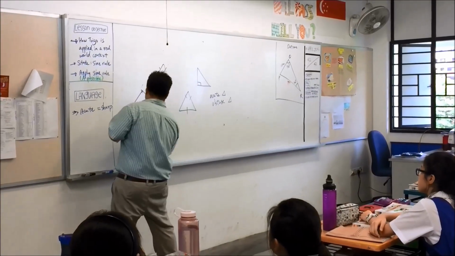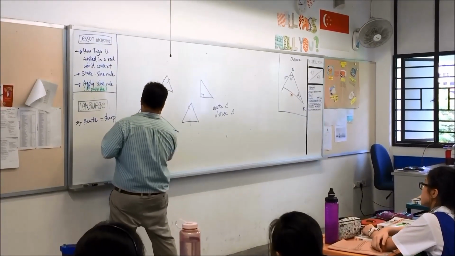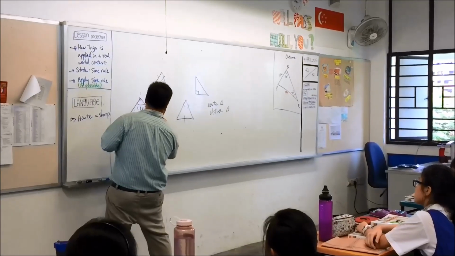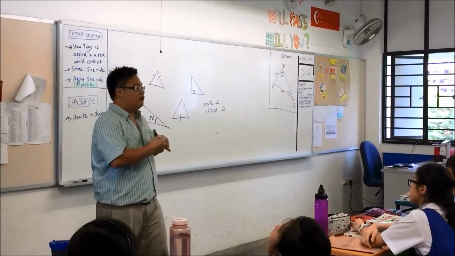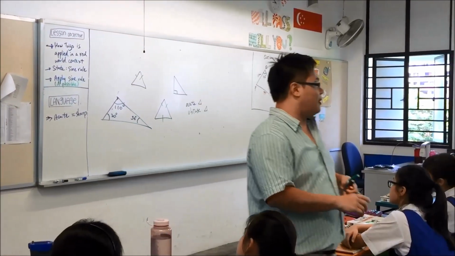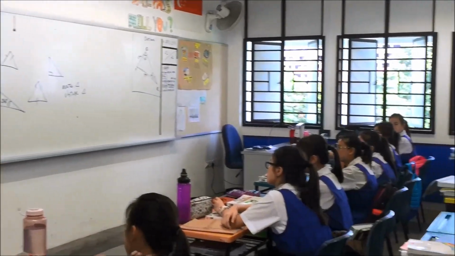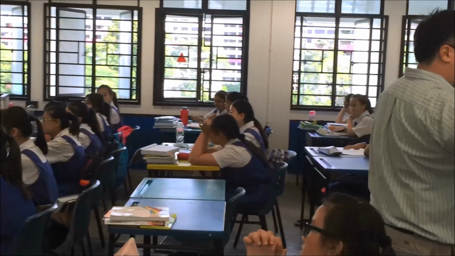Let's say I have something that looks like this. This is 110, this is 20, this will be 50. Okay, this is a very good example of an obtuse triangle, whereby one of the angles is more than 90 degrees. Are we okay with that?